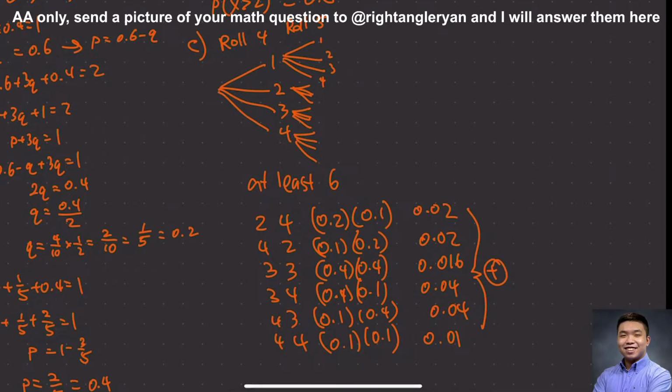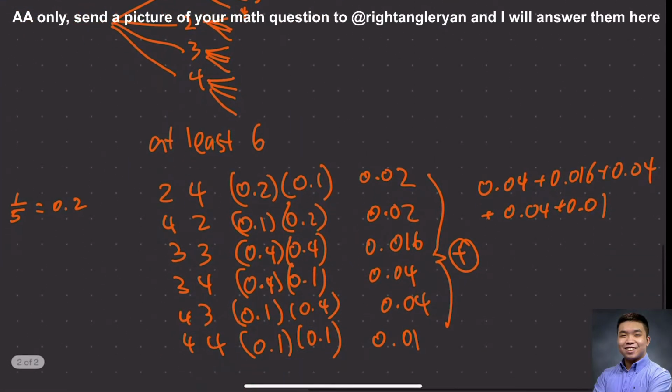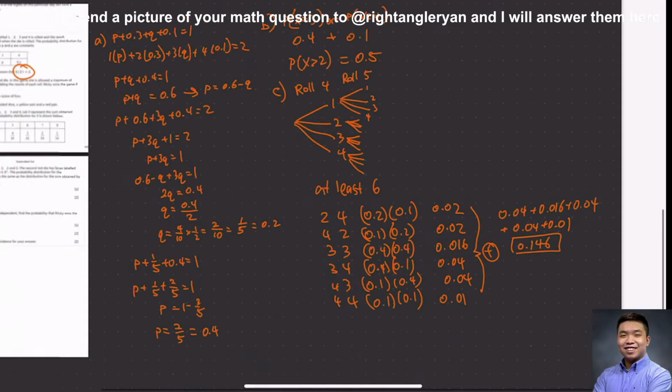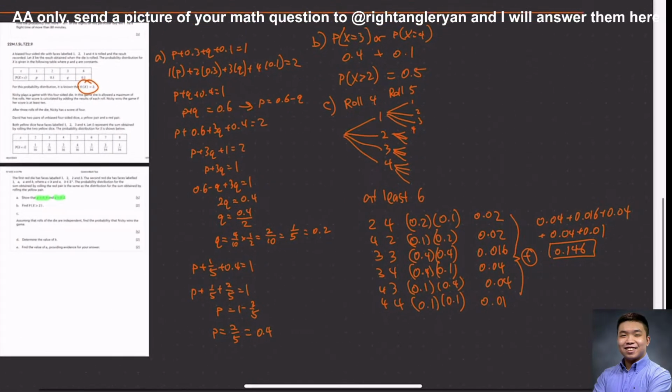So if that's the case, we can just add them all up. That will be 0.02 plus 0.02 plus 0.16 plus 0.04 plus 0.04 plus 0.01, right? So that gives a total, and that will be the answer to part C.